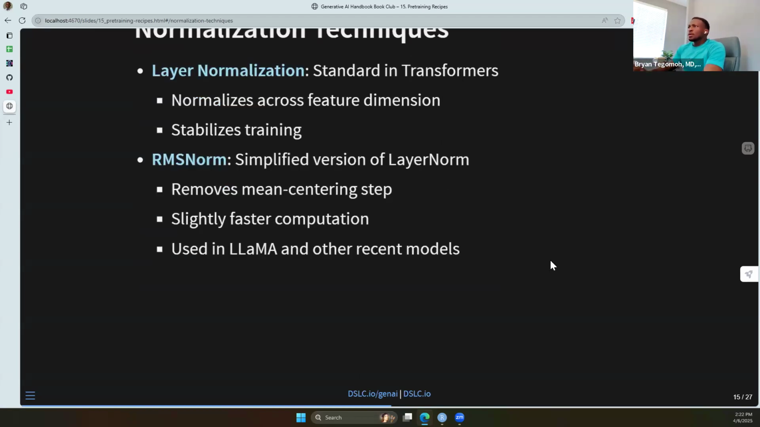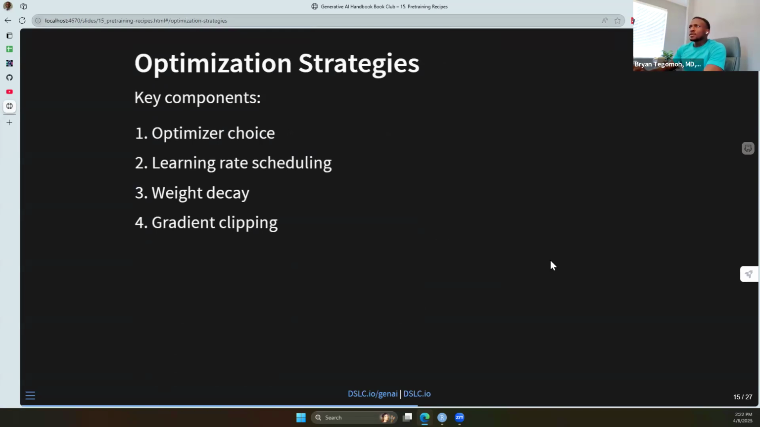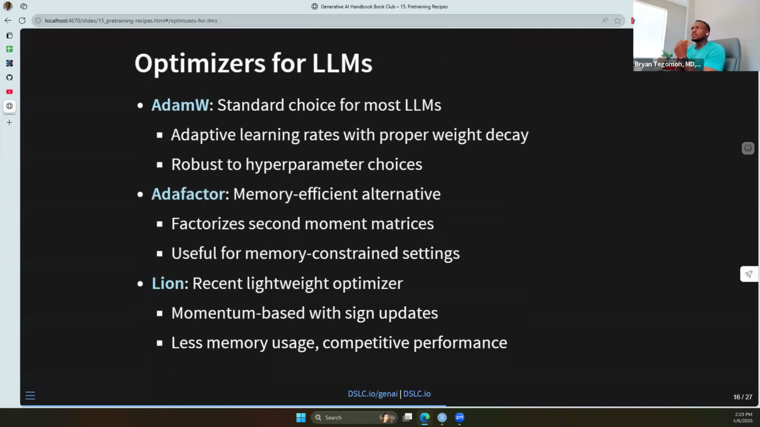Then finally, we have optimization techniques or strategies. We have different optimizer choices, learning rate scheduling, weight decay, and gradient clipping. For optimization, we have AdamW, which is a standard choice for LLMs.